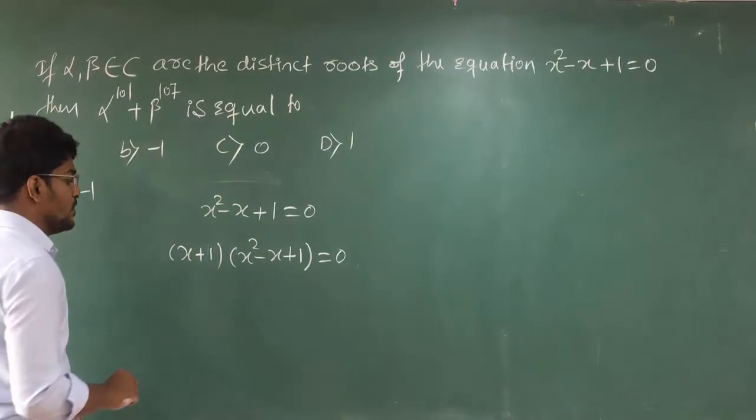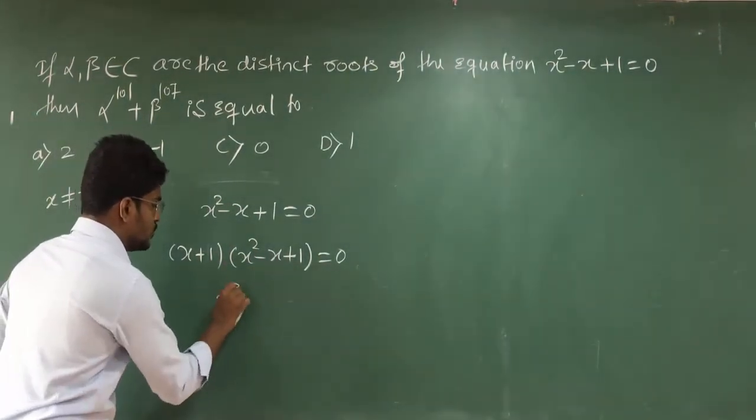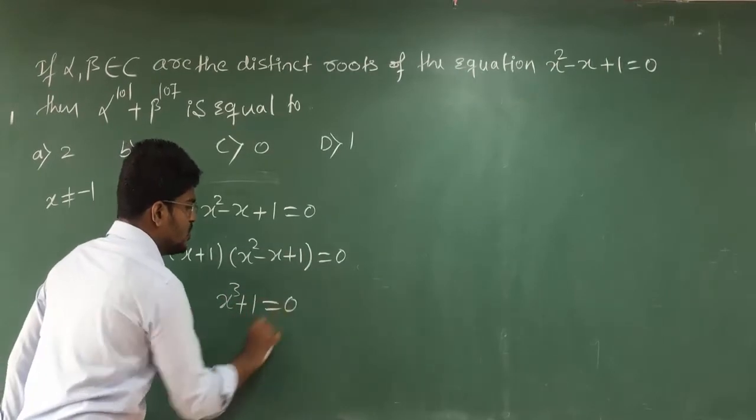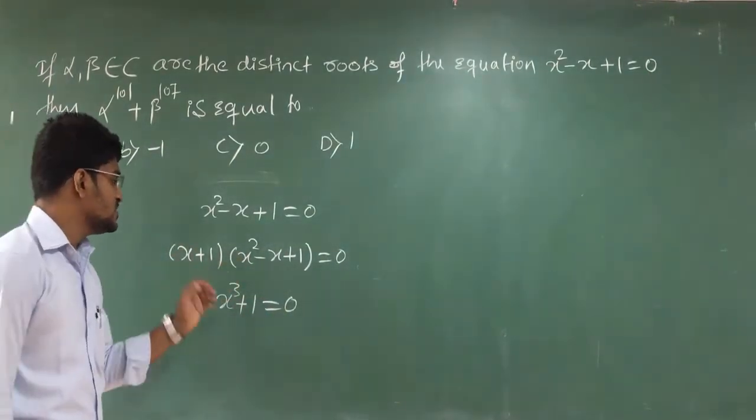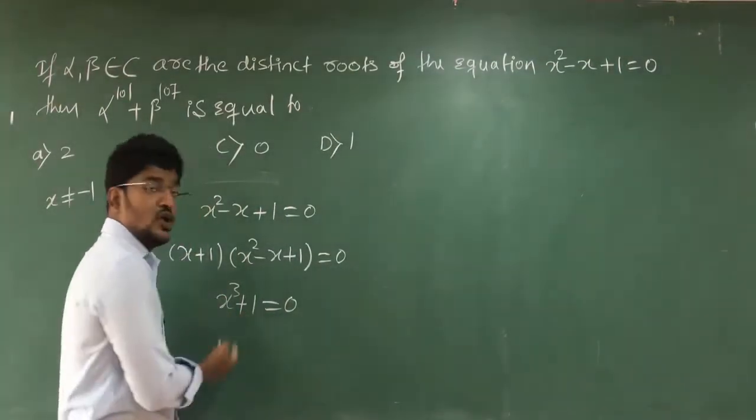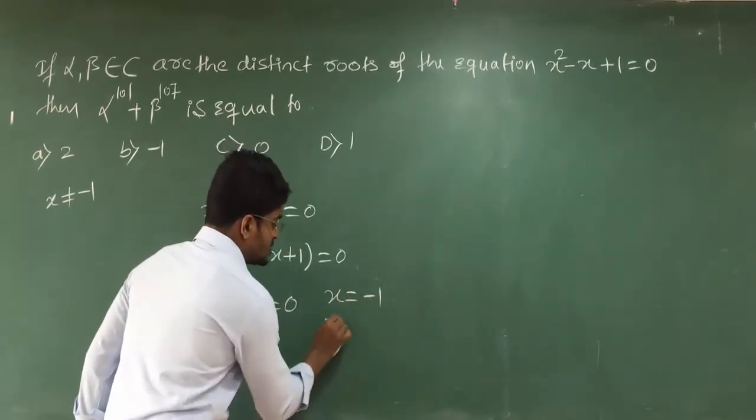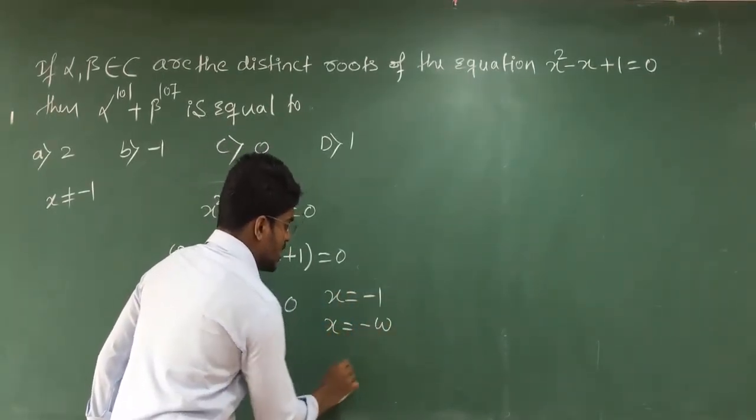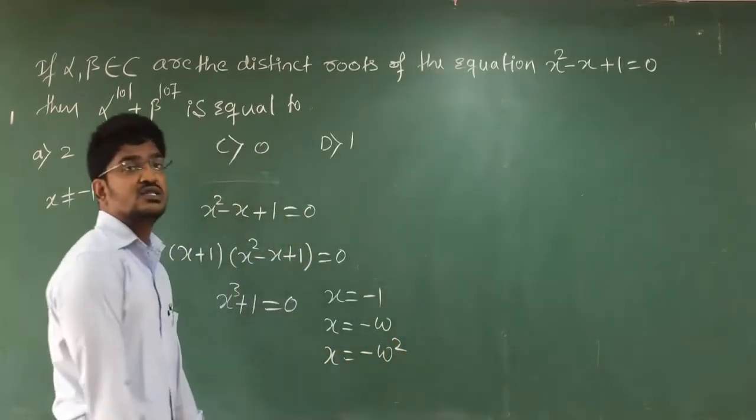Clear? So now if I multiply it on both sides and simplify this, it will be equal to x cube plus 1 equal to 0. x cube plus 1 equal to 0. You simplify this, it will be x cube plus 1 equal to 0. So if I solve this, x will be equal to -1, x will be equal to -omega, and another x will be equal to -omega square.